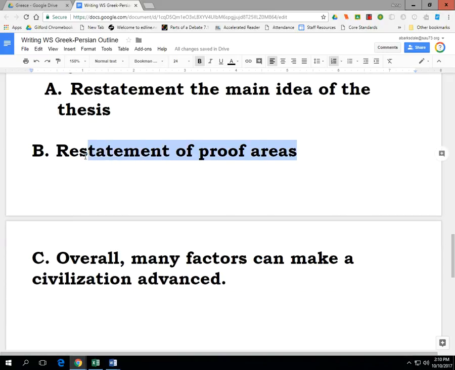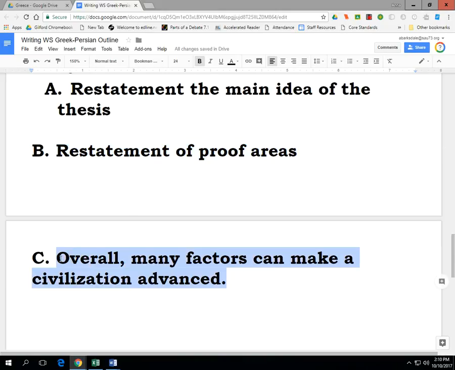Then you're going to do a restatement of proof areas. In this case, your proof areas were your 3 areas that you focused on: political, cultural, and either military or social. And you would say the political structure, cultural facets, and military or social system in Greece or Persia was more advanced than Greece or Persia, depending on what side you took. Okay? Very simple statement. 1 sentence can sum it up.